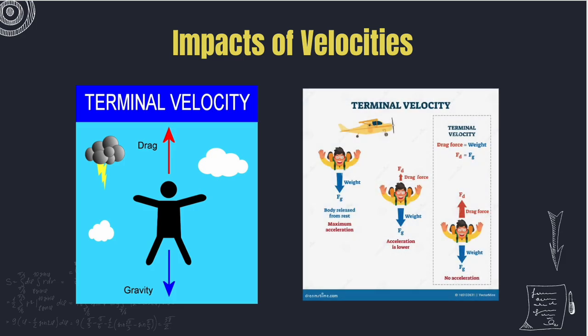Terminal velocity occurs in the gravity plus drag model when the drag force balances the gravitational force. This results in a constant velocity after reaching terminal speed. The gravity-only model does not exhibit terminal velocity due to constant acceleration.